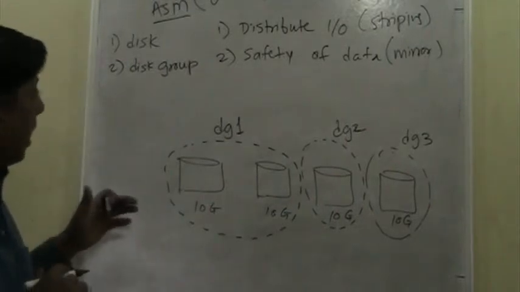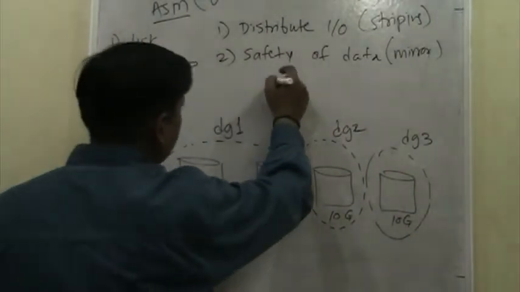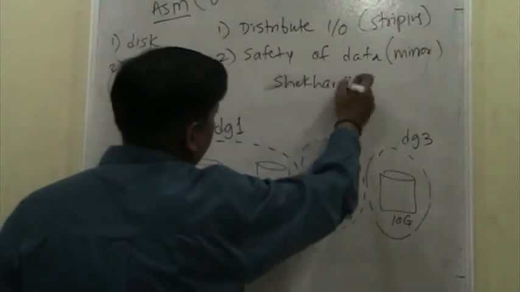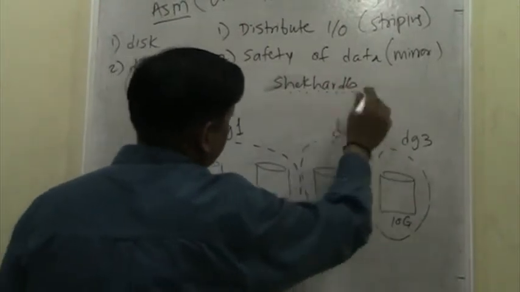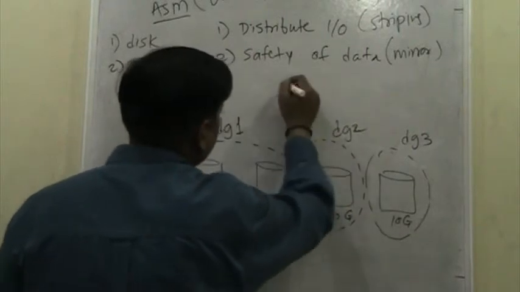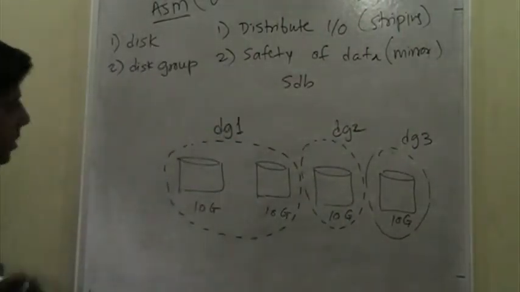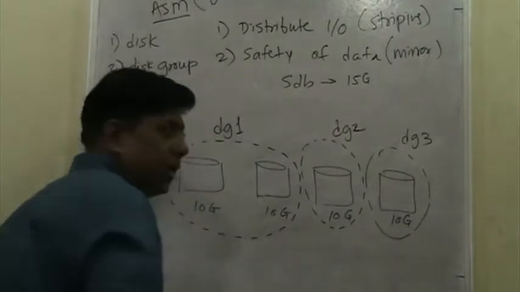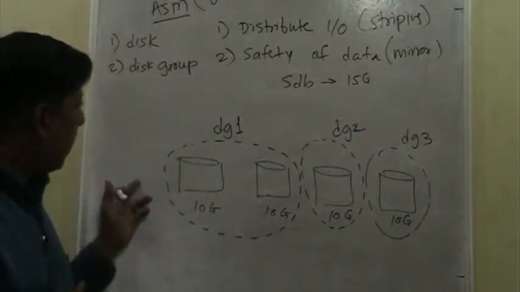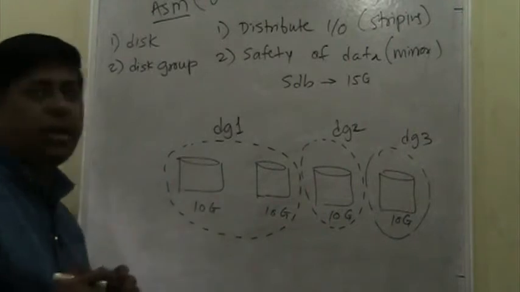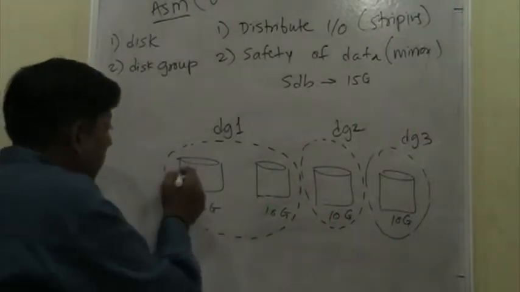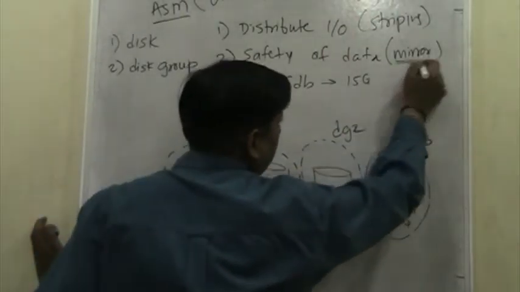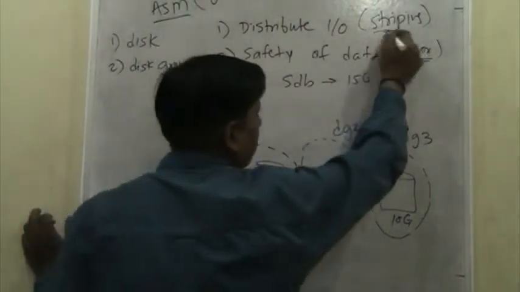So let us say now I have a certain requirement to create a database. Let us say the database is DB1, or let's take a different name, SDB. SDB is the name of the database. Now the requirement for this is, let us say, 15 gigabytes of data is required to be stored. Now I have this disk group which can store 20 gigabytes of data. But now I have to decide one thing. Is this disk group going to be mirrored, or is this group going to be striped?